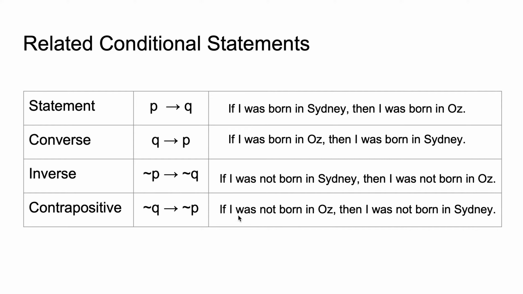But if I was not born in Australia, then I was not born in Sydney, right? Sydney is a place in Australia. So if you're not in Australia, you're not in Sydney. Okay, so that's true. So the statement and the contrapositive seem to be linked. The converse and inverse seem to be linked. These two are true, these two are not true.